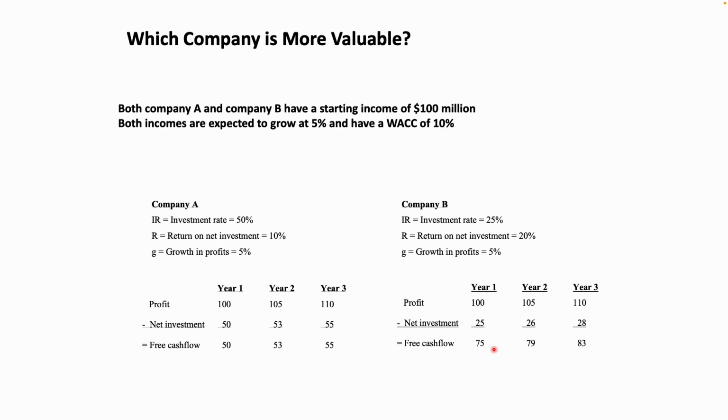Yes? Why in company B is free cash flow 75? Because it's profit of 100 minus 25 of reinvestment is 75 left of free cash flow. Is that just like the gain? I'm sorry? Is that the gain? I wouldn't call it the gain. I would just say it was the amount generated. So they generated 75 million of free cash flow. 105 minus 26 is 79 million of free cash flow generated per period.